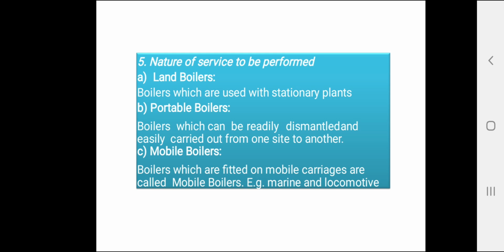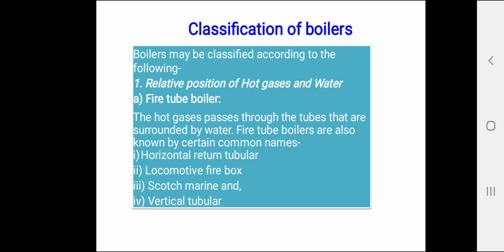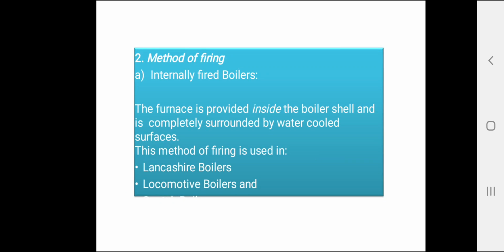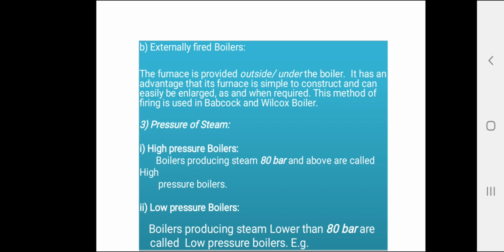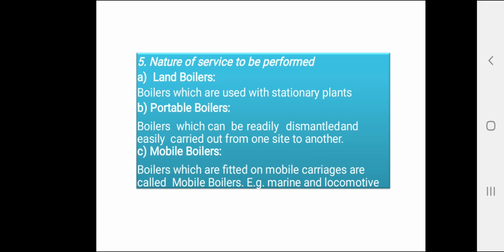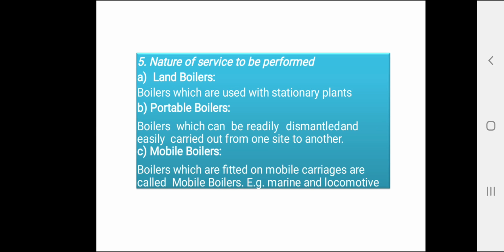So these are different classifications of boiler. First we discussed as per method of hot gases passage, that is fire tube and water tube boiler. Second classification is method of firing, internal and external fired boiler. Third is pressure of steam, that is high pressure and low pressure boiler. Fourth is method of circulation of water, that is natural circulation and forced circulation. And fifth classification is nature of service to be performed, that is land boiler, portable boiler and mobile boiler.